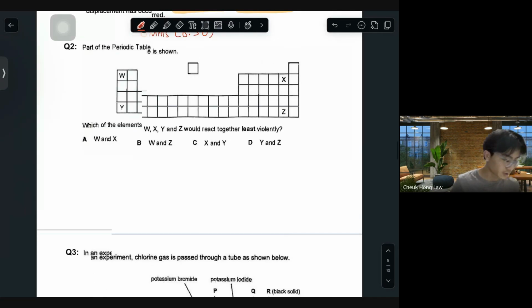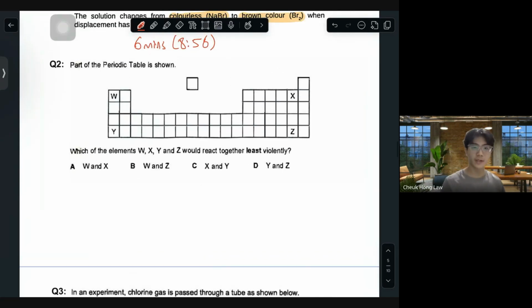So let's look at question 2. Part of the periodic table is shown, with W, X, Y, and Z. Which of the elements will react together least violently? If I want the least violent reaction, I will want the least reactive elements to react with each other.